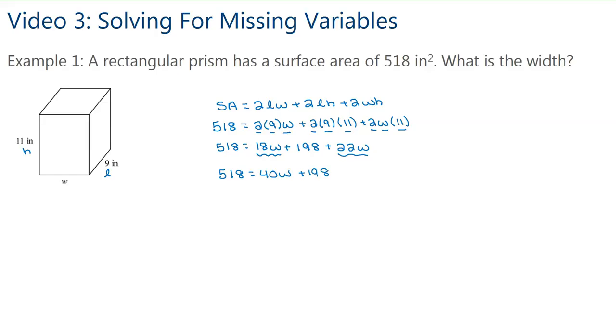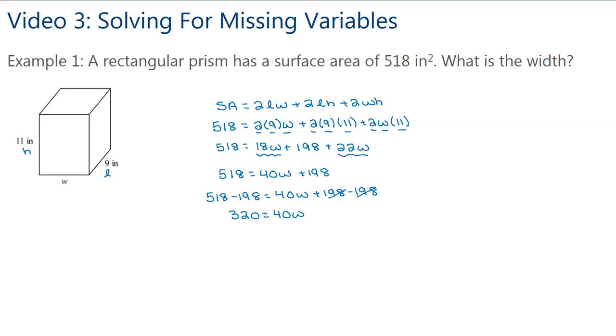Now whenever we want to solve for a variable, you always want to isolate it. So the first thing I'm going to want to do here is get rid of the plus 198. And in order to get rid of a plus 198 is to subtract 198 from both sides. So I have 518 minus 198 equals 40W plus 198 and then minus 198. Now on the left, that works out to be 320. And on the right, they cancel, and I have just 40W.